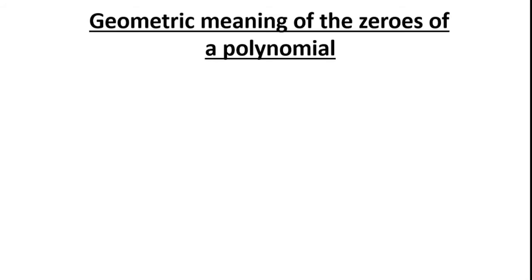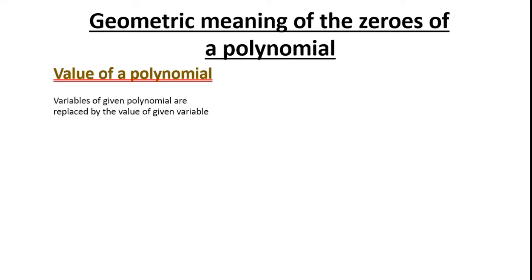Hi, today I am explaining the geometric meaning of zeros of a polynomial. Before that, we need to know what the zeros of a polynomial and the value of a polynomial are. The value of a polynomial is obtained when the variable of a given polynomial is replaced by a given value. Let us see the example.